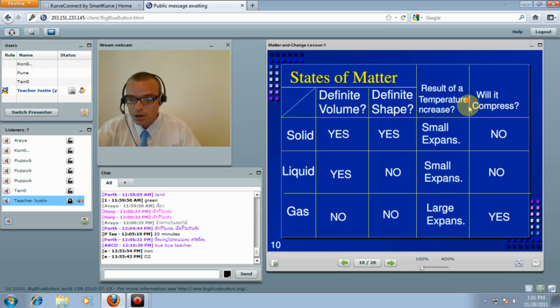The result of a temperature increase. Gas is different to solids and liquids. If you heat the gas, you would see a large expansion of the matter.